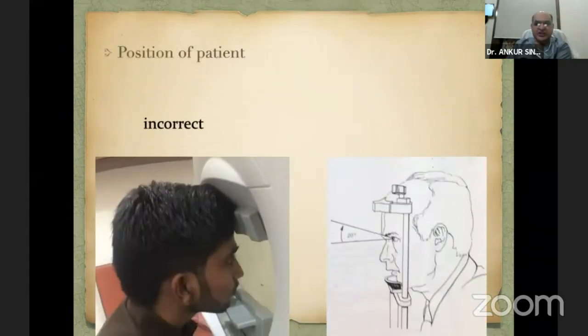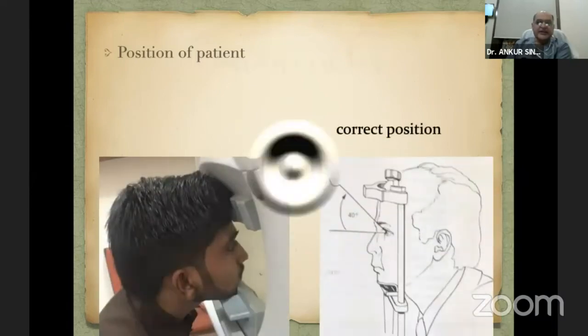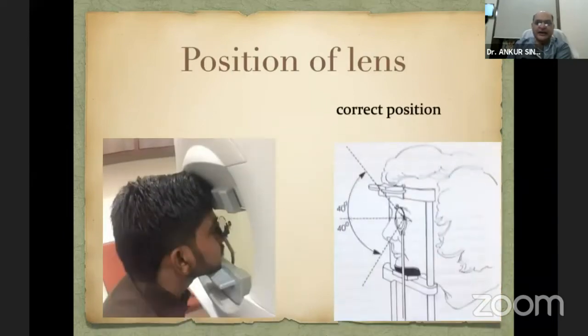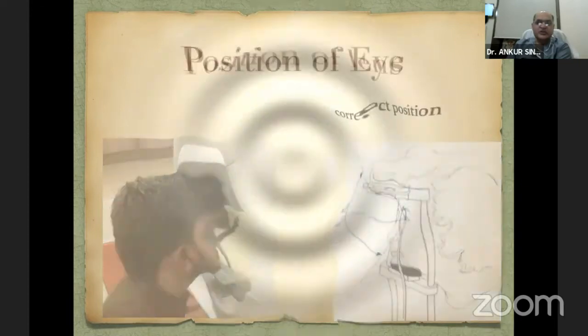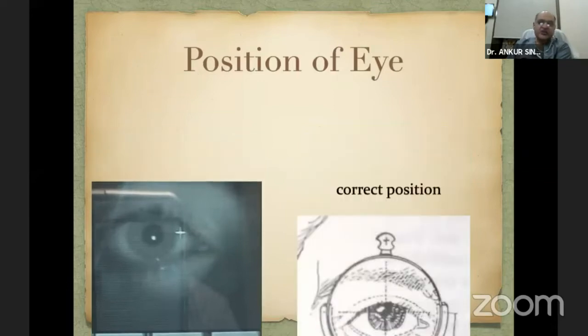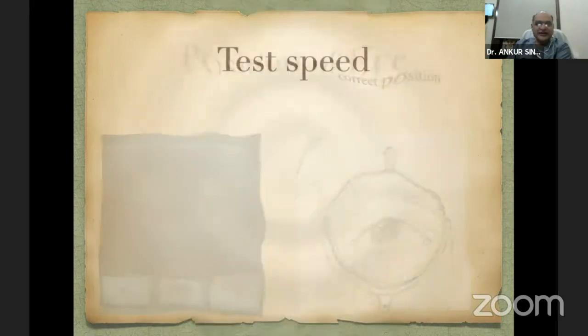Check the position of the patient, whether it is correct or incorrect. This is an incorrect position where the chin is a little away from the chin rest. Make the patient sit comfortably in the correct position. Check the position of the lens. If it is very far off from the patient's eye, it is going to give you a ring scotoma. The correct position should be as close as possible to the eye. Check the centration of the patient. This is incorrect, where the eye is out of the center, and it should be absolutely in the center to have the central points tested absolutely in the center.